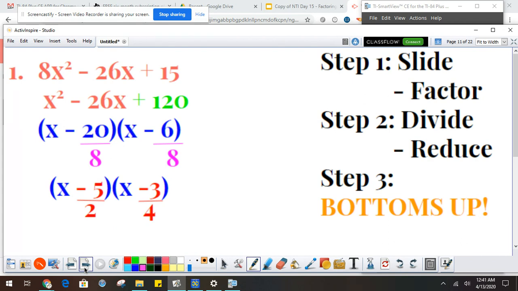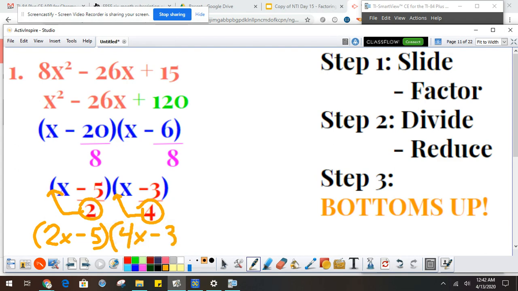According to your feedback, bottoms up was the most confusing. When I'm doing bottoms up, I'm talking about the bottoms of the fractions, and I'm going to move those bottoms up to the front of x, up to the front of x. So this 2 is going to move up to the front of that x, and it's just going to be 2x minus 5. And this 4, which is on the bottom, the denominator, it's going to move in front of its x, and that's going to be 4x minus 3.